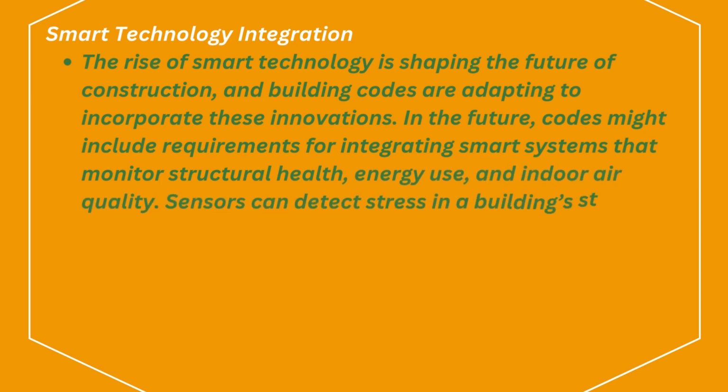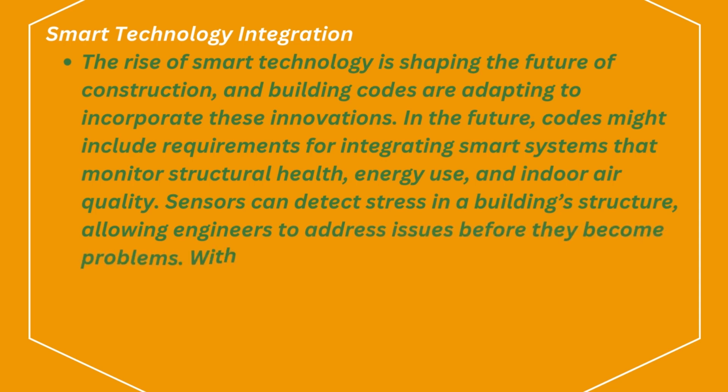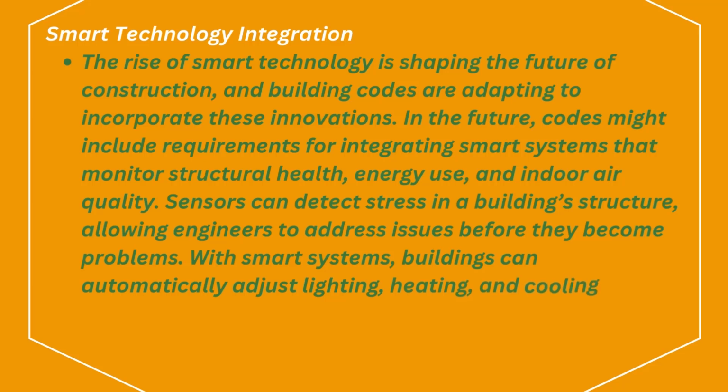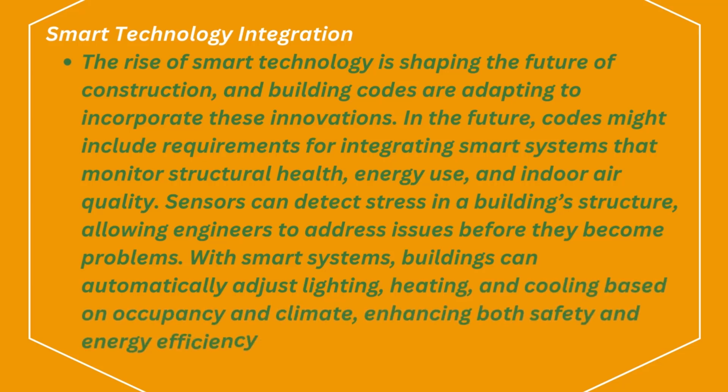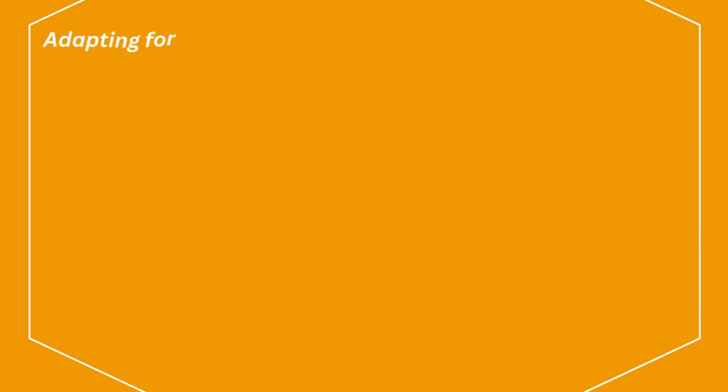Sensors can detect stress in a building structure, allowing engineers to address issues before they become problems. With smart systems, buildings can automatically adjust lighting, heating, and cooling based on occupancy and climate, enhancing both safety and energy efficiency. Adapting for modular and prefabricated construction.